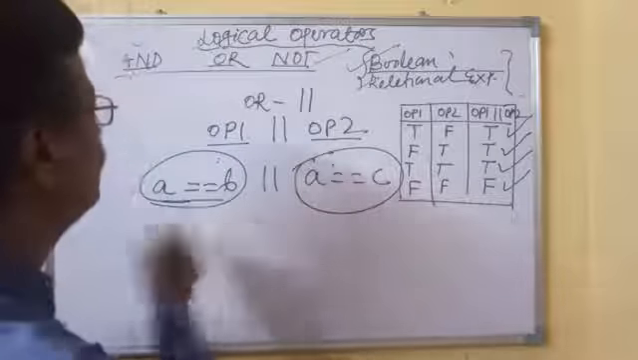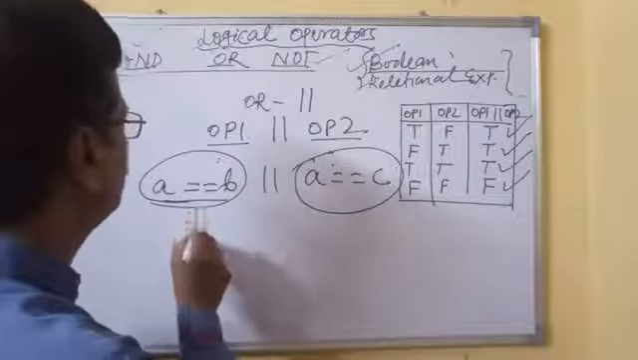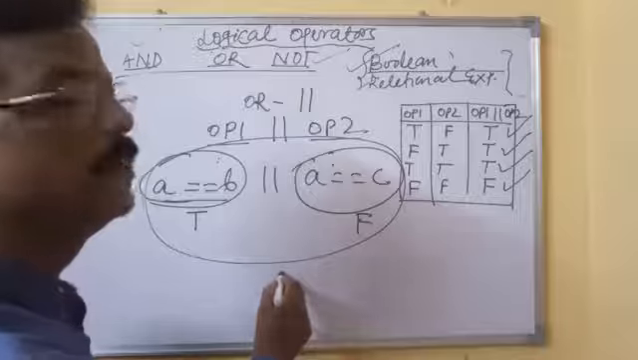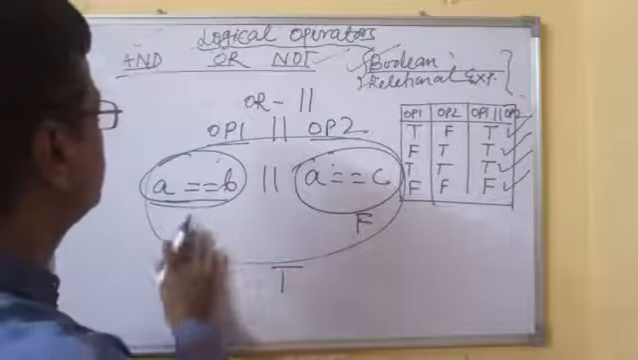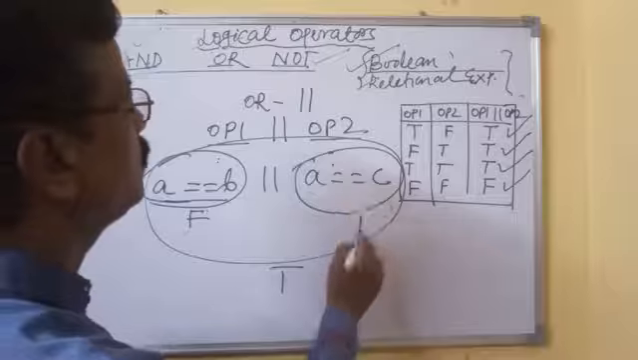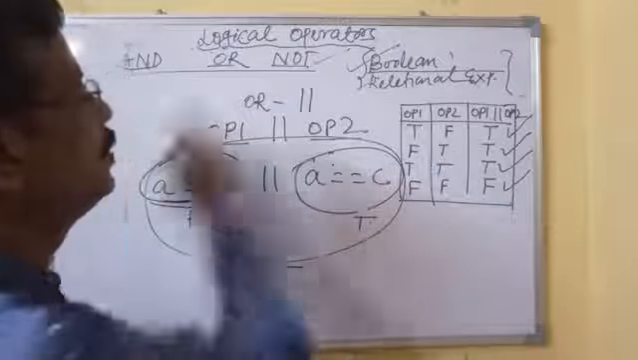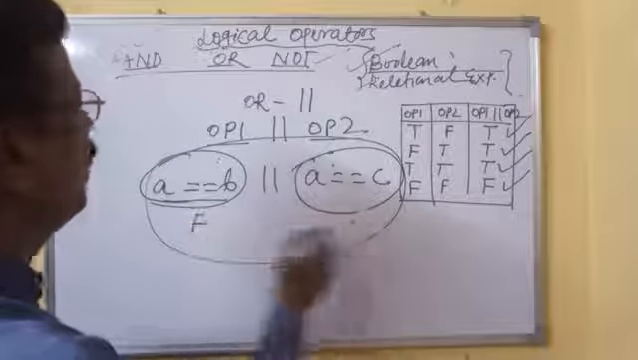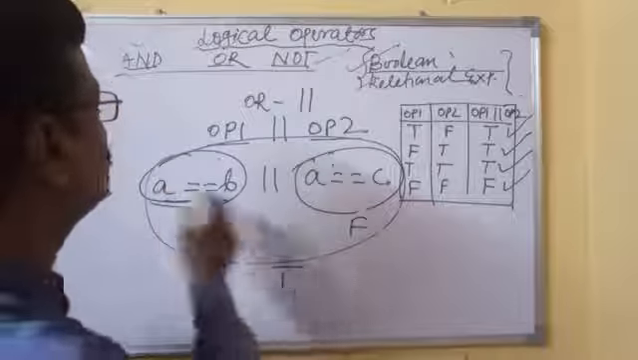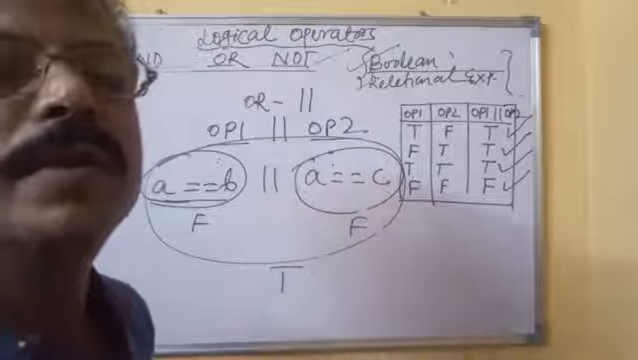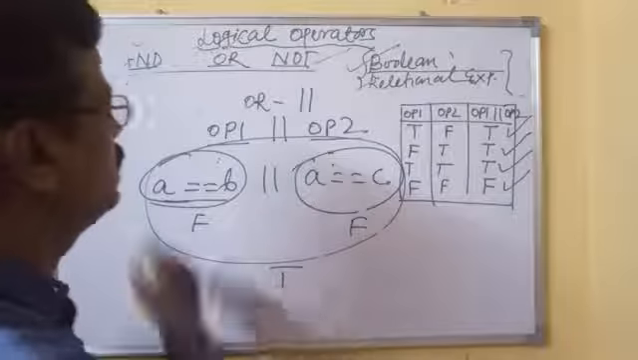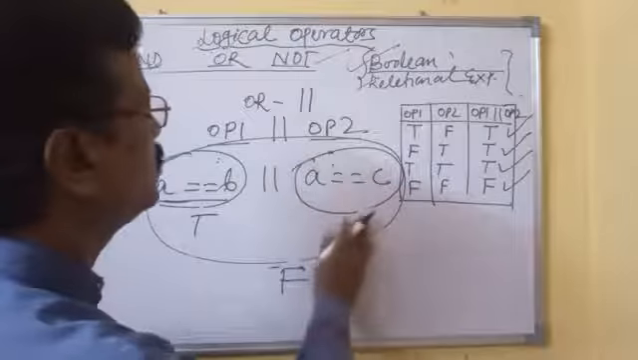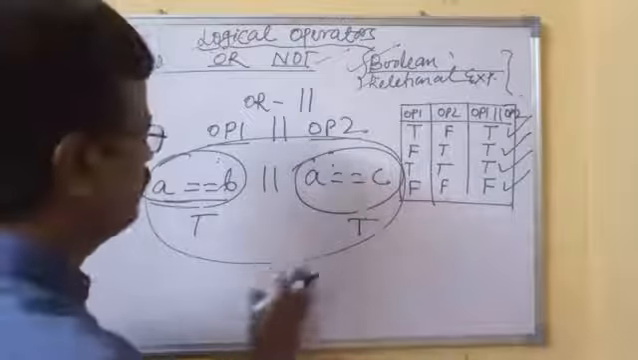First of all it will evaluate them. If this one is true and this one is false, then what is the answer of the whole expression? True. And if this one is false and this one is true, then also the answer is true. The whole expression's answer will become true. And if both are false, A is not equal to B, A is not equal to C, both are false, then the whole answer is false. Suppose this one is true and this one is also true, both are true, then the answer is true.